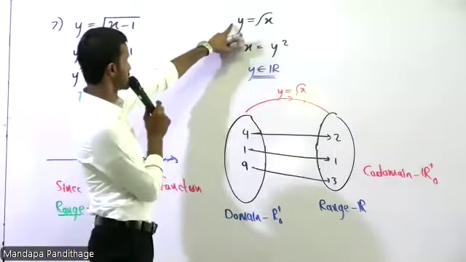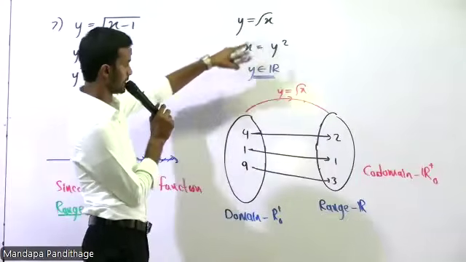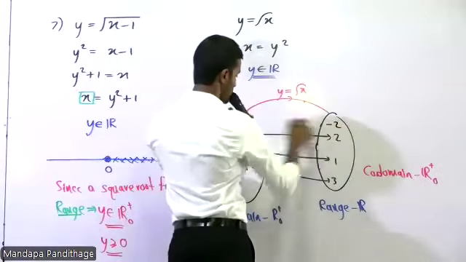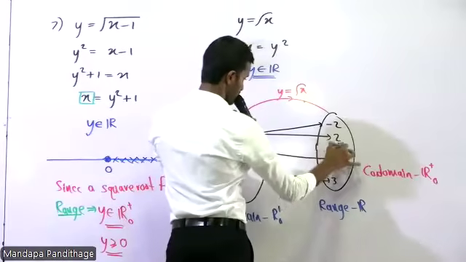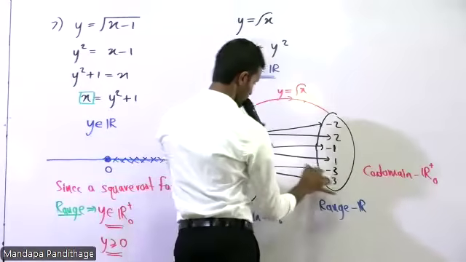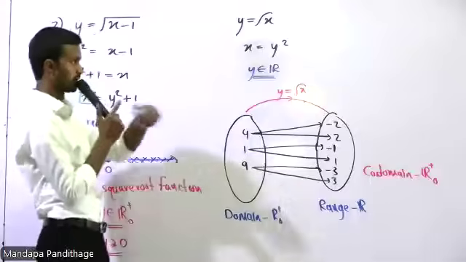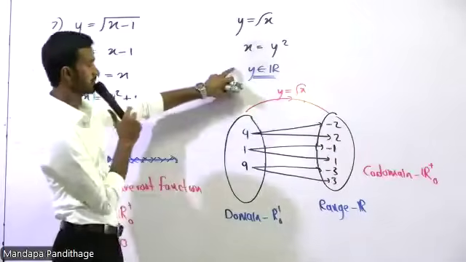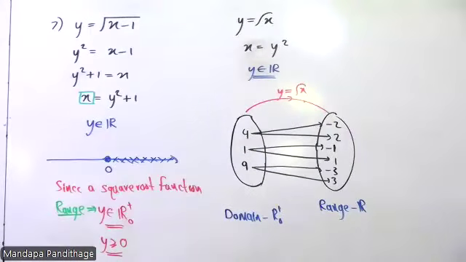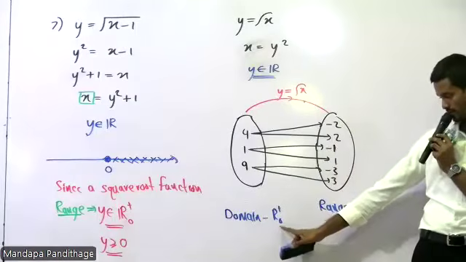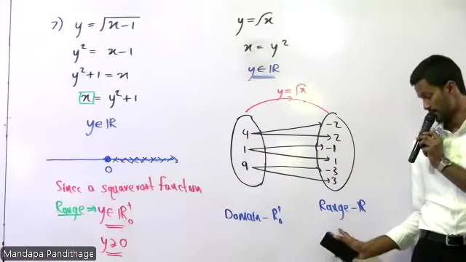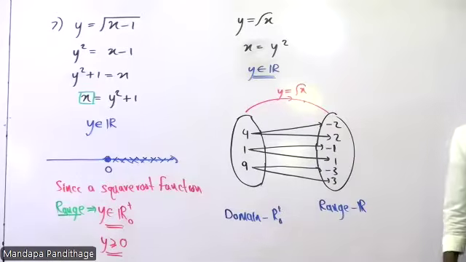Okay, so first do this. Take y equals root x, and x equals y squared, and get that y is an element of the entire real number set. So this is what we take as the range. And then draw these two sets. Here I have taken that the domain is only the positive number set, and the range is the real number set. So that is what we got as the answer.